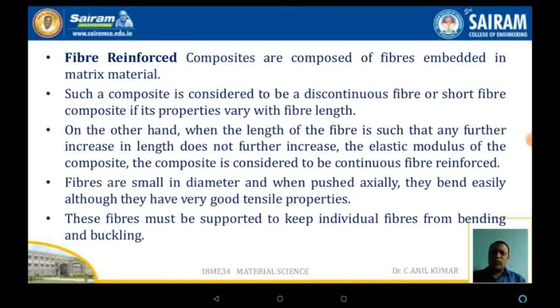On the other hand, when the length of the fiber is such that any further increase in length does not further increase the elastic modulus of the composite, the composite is considered to be continuous fiber reinforced. The fibers are small in diameter. When they are pushed axially, they bend easily, although they have very good tensile properties. These fibers must be supported to keep the individual fibers from bending and buckling.